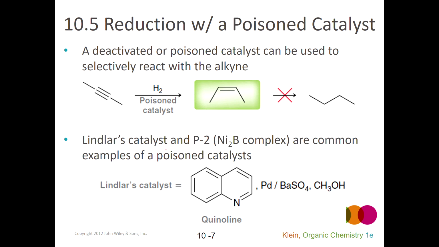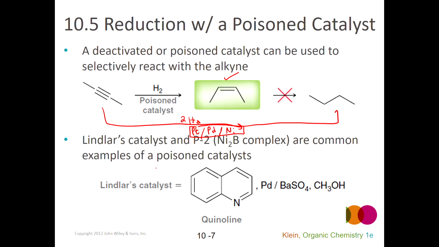So normally, if we use H2 and platinum or palladium or nickel, one of those metals in powder form with hydrogen gas, I would need 2 moles of this, but that would go all the way to the alkane. So make sure you're aware, hydrogen with any straight metal catalyst is going to go all the way from the alkyne to the alkane. If I want to stop at the alkene, I need a different catalyst.